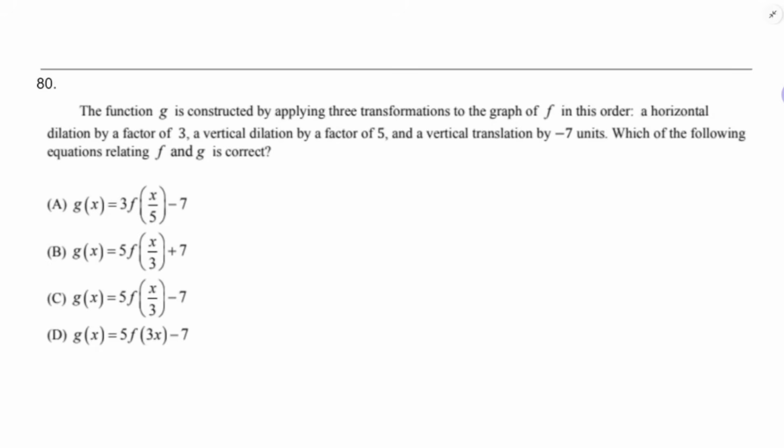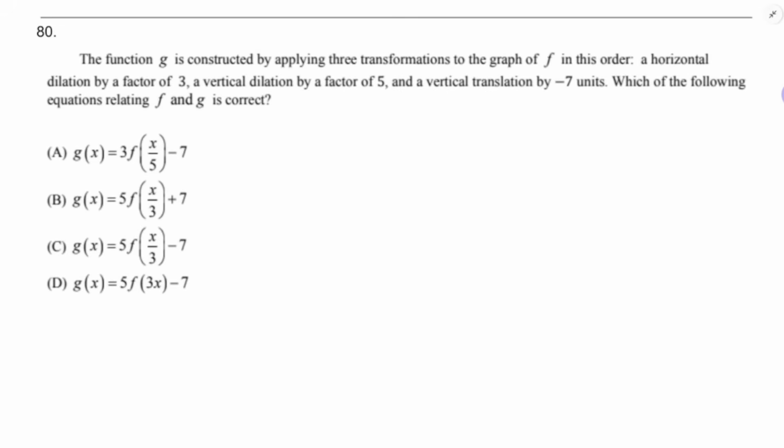Function g is constructed by applying 3 transformations to f in this exact order. Horizontal dilation by a factor of 3. Okay, so we replace x with 1/3 of x. Okay, so I start with f of x, and then that horizontal dilation by a factor of 3 is going to be f of 1/3 x.